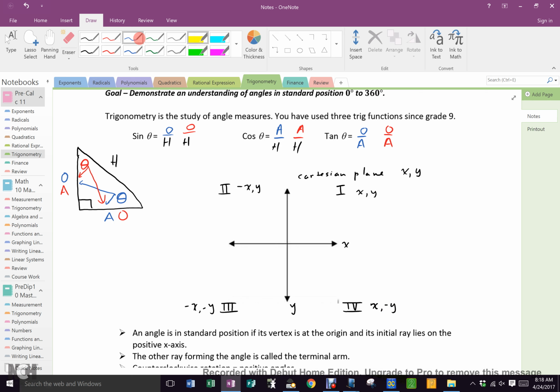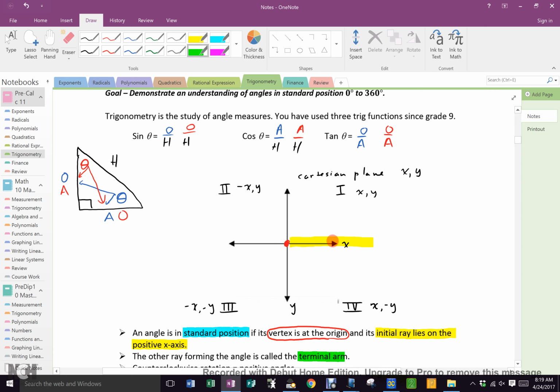An angle is in standard position. Please highlight that. That is a term I'm going to use all the time. If its vertex is at the origin, I'm going to put a red circle around that. That is the vertex. What is the vertex of an angle in regular English? The corner, right? Where the angle happens. Vertex is the proper term for it. And its initial ray lies on the positive x-axis. So I'm going to highlight initial ray, positive x-axis, which is right here. If the angle starts on the x-axis, it is in what we call standard position. Okay? The other side is the terminal arm.